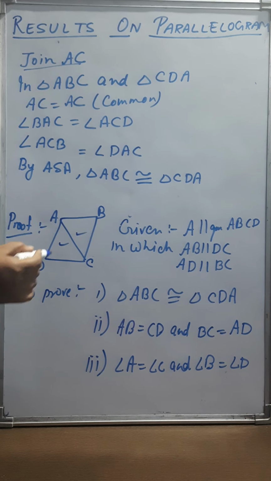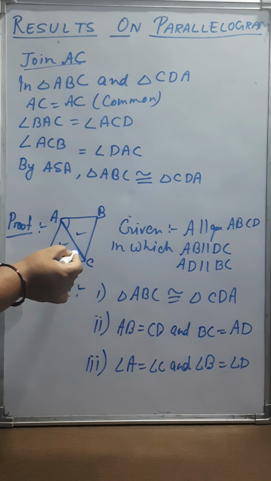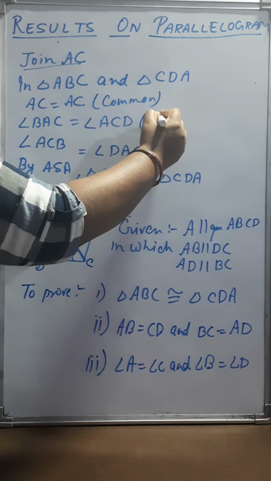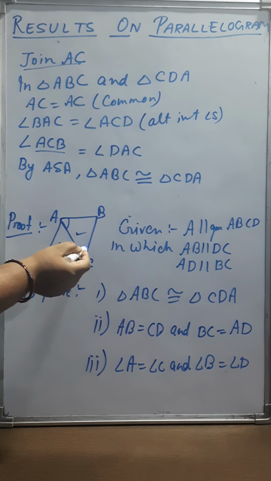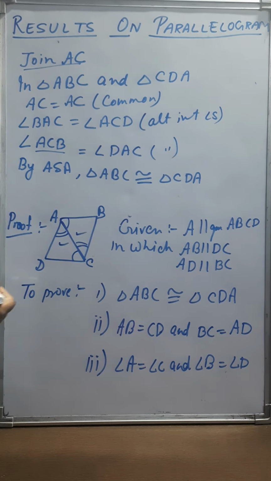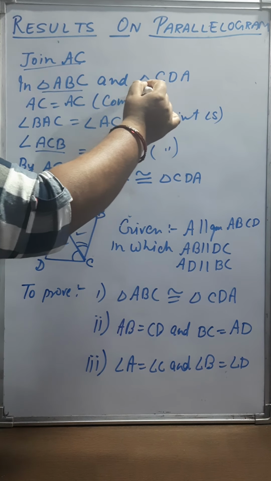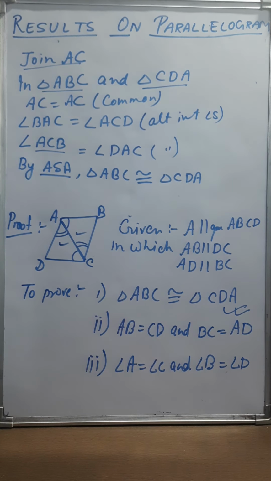If you see these two triangles carefully, you will see that AC is common. Angle BAC is equal to angle ACD. These two angles are alternate interior angles. Similarly, angle ACB is equal to this angle, and these two angles are also alternate interior angles. So by ASA, triangle ABC is congruent to triangle CDA. So the first part is proved, or we got that the diagonal is dividing the parallelogram into two triangles of equal areas.